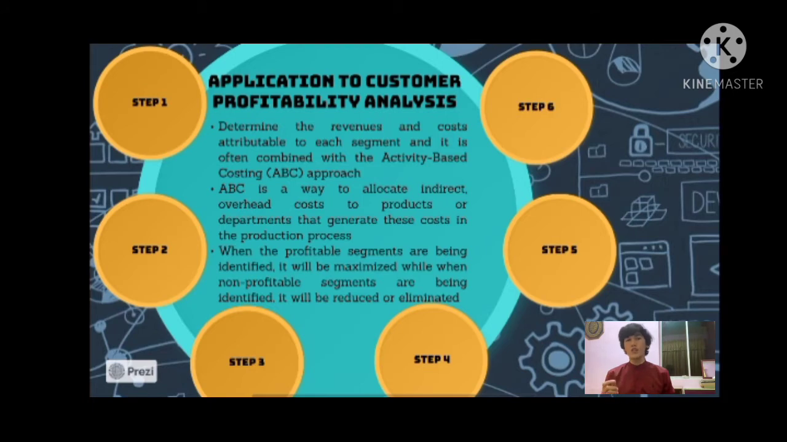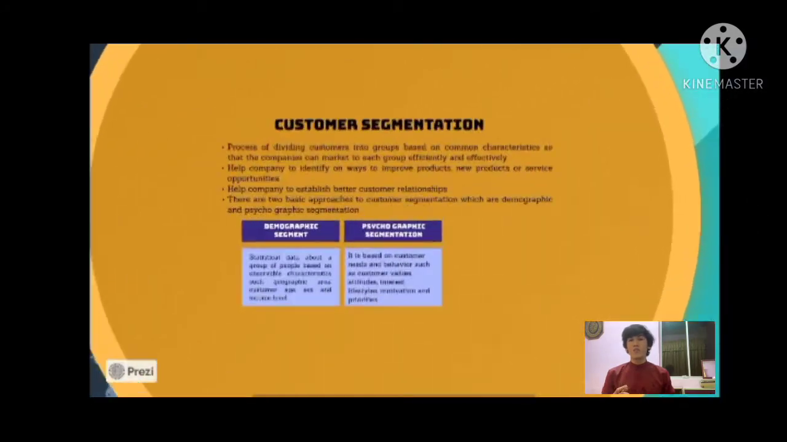ABC is a way to allocate indirect overhead cost to the product or department that generates this cost in the production processes. When the profitable segments are identified, they will be maximized. Meanwhile, when non-profitable segments are identified, they will be reduced or eliminated. There are 6 steps in this application of customer profitability analysis. The first step is customer segmentation.